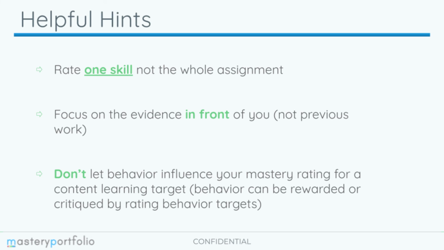Here are some helpful tips to keep in mind when grading student work with the Mastery Rating Scale. Rate one scale, not the whole assignment. Make sure to focus on the evidence in front of you only. Do not use previous work to influence your rating on the current assignment. And never let behavior influence your mastery rating for a content learning target. Rather, behavior can be evaluated by a separate behavior rating target.